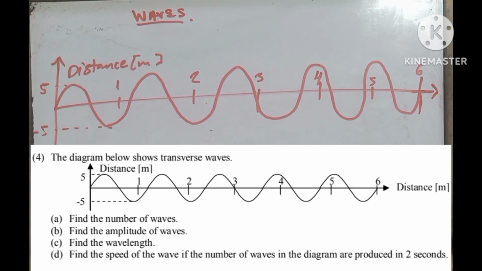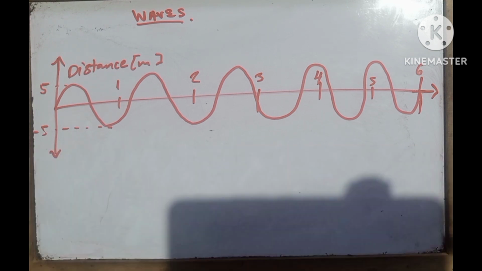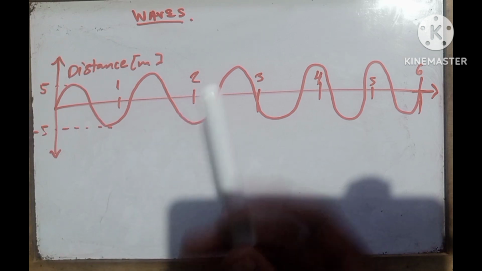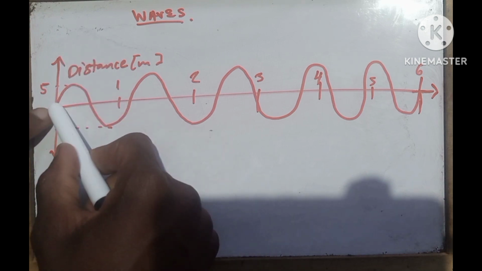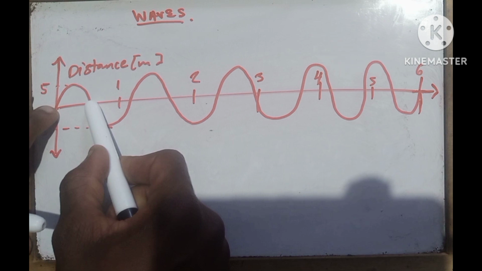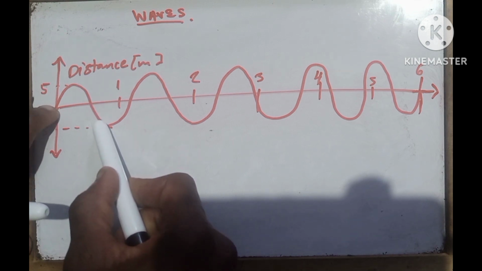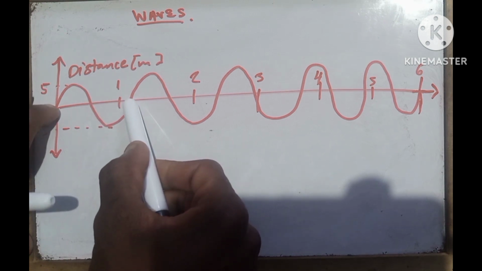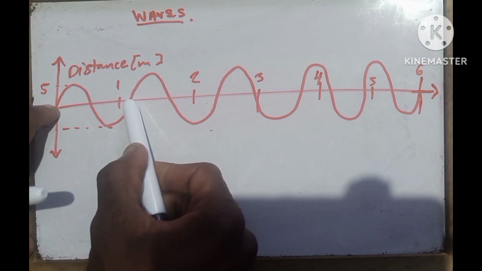So we have this diagram. And the first question is saying find the number of waves. If we look at how to come up with the number of waves from the diagram, we just move from here, we reach here, we make half a wave. And if we also go down here and come back here, we make one complete wave.